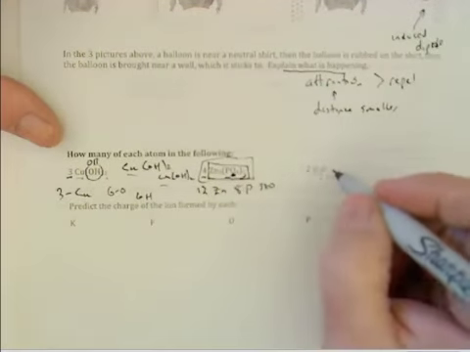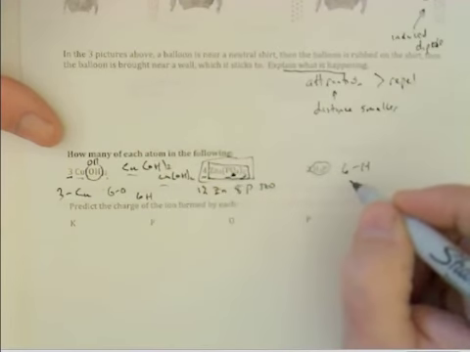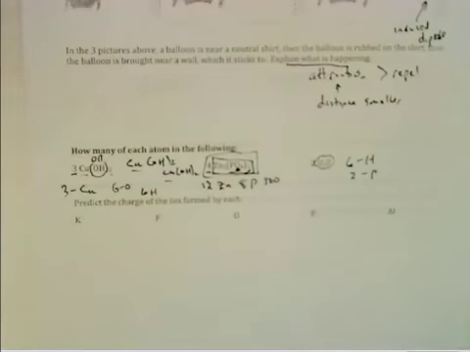Dash there. This one's easier. That'd be 2, so there'd be 6 hydrogens and 2 phosphorus.